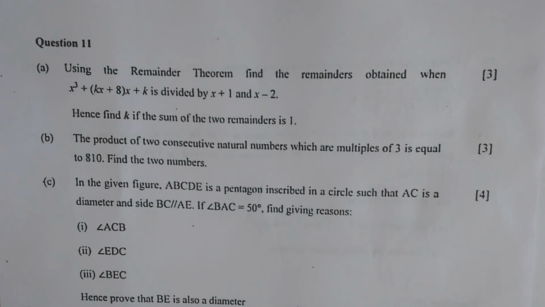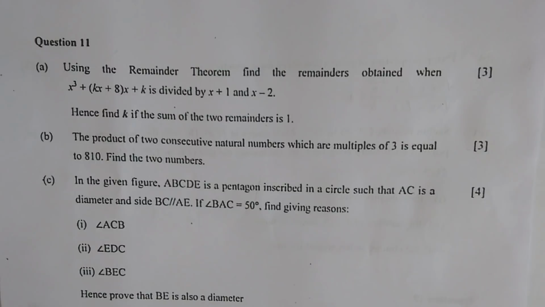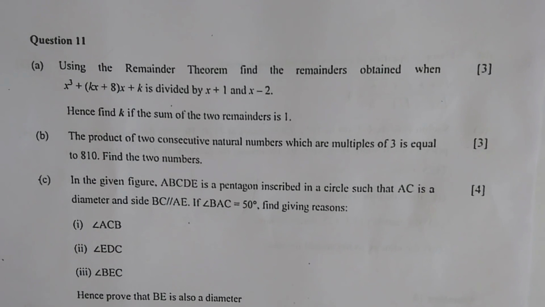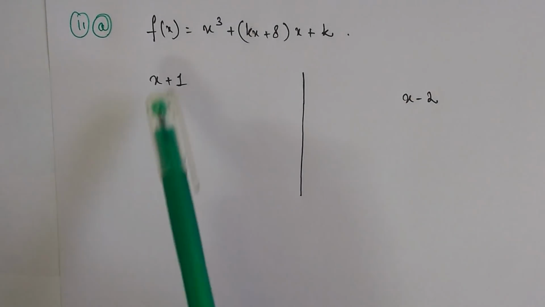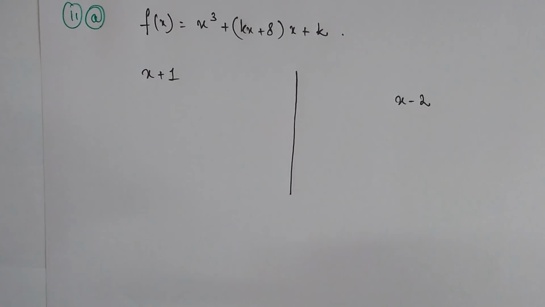Using remainder theorem, you have to find the remainders obtained when x cube plus kx plus 8 into x plus k is divided by x plus 1 and x minus 2. You have to also find k if the sum of two remainders is 1. So this was the given polynomial. First we have to divide it by this and then this.